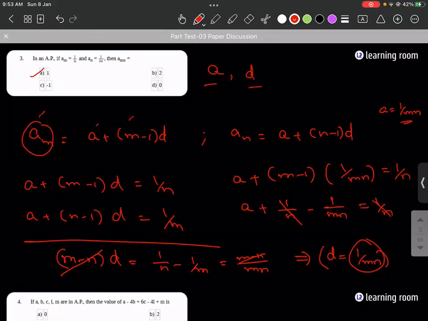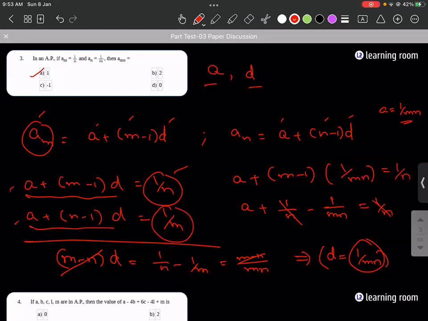AM is A plus M minus 1 into D. AN is A plus N minus 1 into D. AM is given as 1 by N, so A plus M minus 1 into D is 1 by N. A plus N minus 1 into D is 1 by M. So these are two linear equations in two variables.